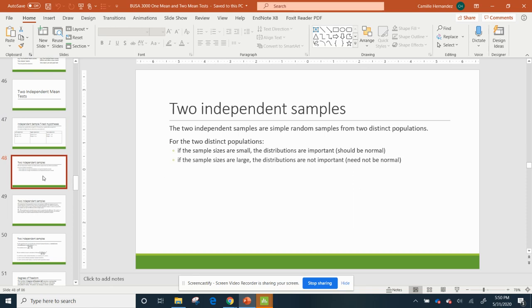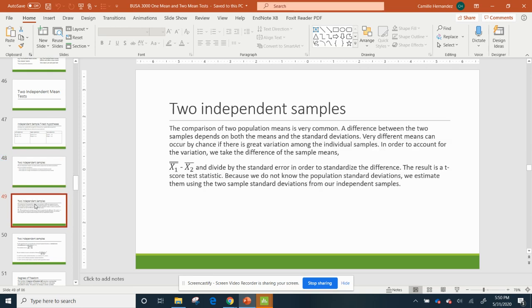Okay, two independent samples. For two distinct populations, which we're going to be looking at because we're getting two different independent samples, if your sample sizes are small, the distributions are extremely important and they should be normal. If your sample sizes are large, the distributions aren't that important, so they don't need to be normal. So there are really important rules for that. For this class, we're going to assume they're all normal. If you took a different statistics class on non-parametric tests, we look at data that's not normal and how to handle that.